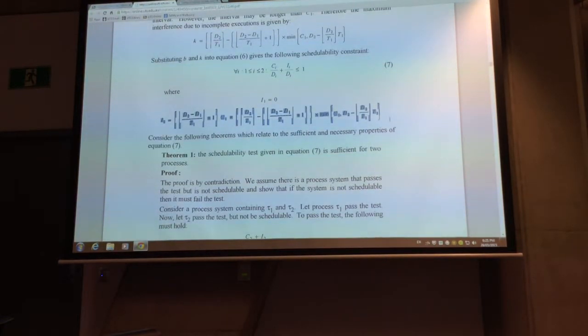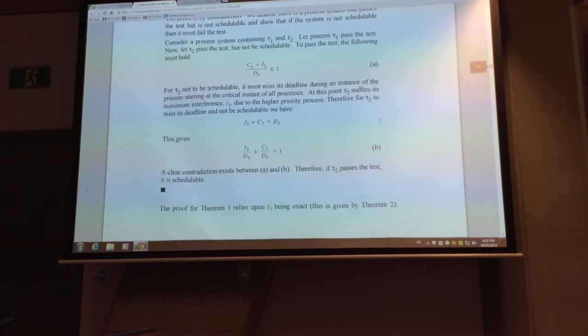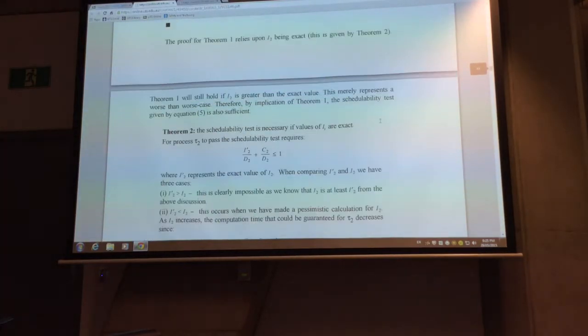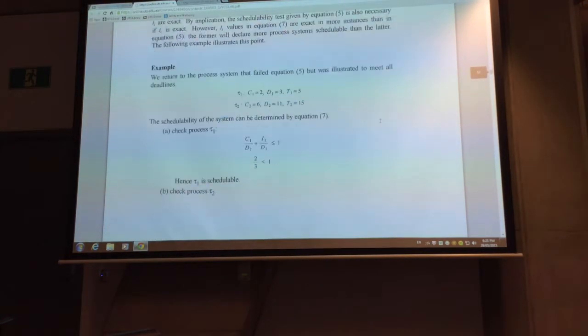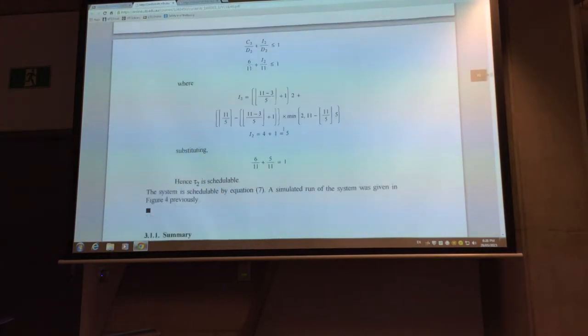He wants to demonstrate this now. So the revised version of the interference factor, the more precise version, is the one which he wants to test. And so he does. We go back to the example that we looked at, where the deadline for task 2 was 10, and we extended it to 11. And we want to test that now with this more precise version of the interference factor and see if it works. And so we plug in all the numbers.